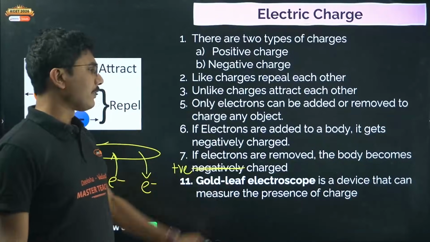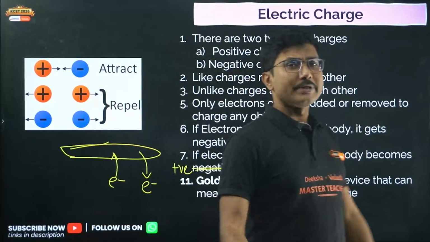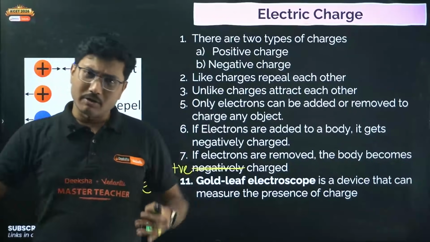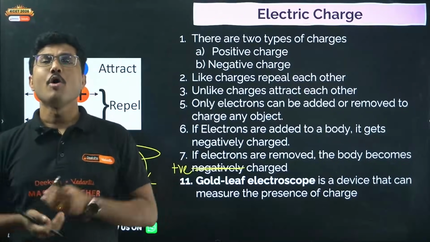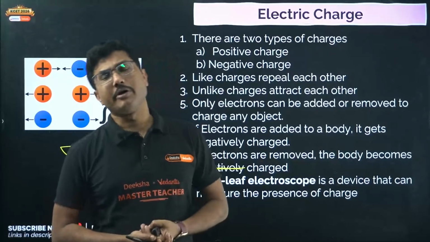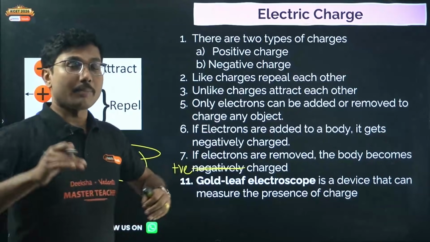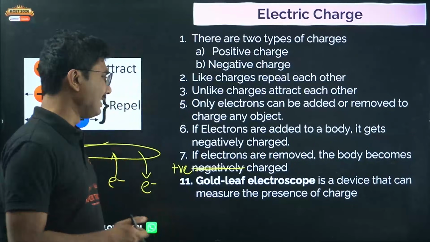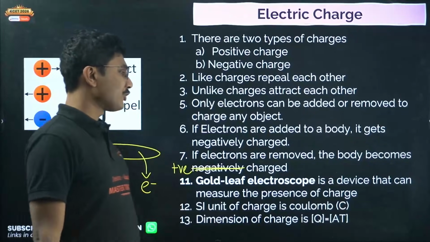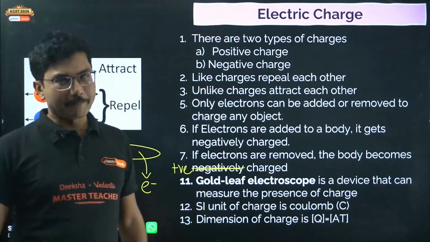Now gold leaf electroscope is a device which can measure the presence of charge. Okay, so basically if the object is charged or not, that can be determined by gold leaf electroscope. Also there are some methods using which you can even determine whether it's a positive charge or negative charge, right? Now gold leaf electroscope and its working is no longer part of the syllabus, so I am not going to discuss in detail about it. SI unit of charge is Coulomb and its dimension is A into T. A is the dimension of current, T is the dimension of time, right?